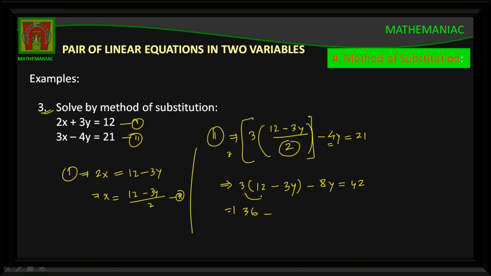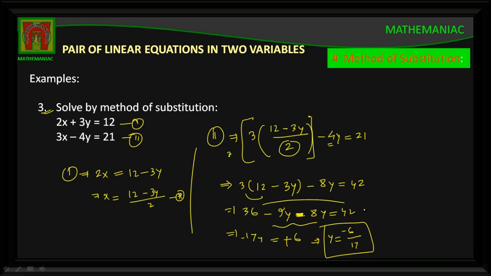This is minus 36. This is going to give you minus 9y, and then this is 8y, and this is 42. So how much is it? Minus 9 minus 8, minus 17y, and then 36 you take to that side, minus 6, right? Not minus 6, it is plus 6. So what is y equal to? Minus 6 by 17. Minus 6 by 17.